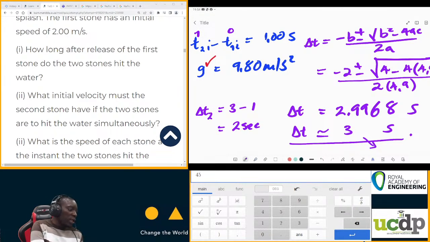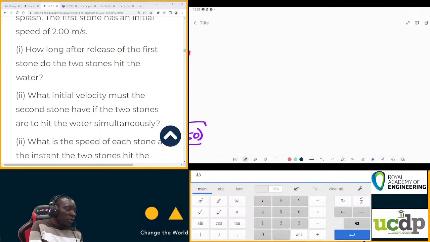So take note, the reference when the first stone is thrown is when t is 0. Then at t equals 1, the second stone is thrown. And at 3 seconds, both reach the surface of the water. So the time for T2 will be from the first second to the third second, which is 2 seconds. Now this can help us find the initial velocity of the second stone.